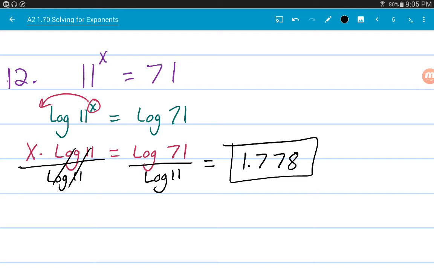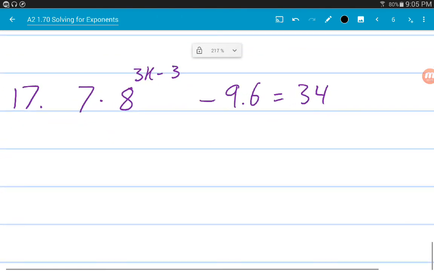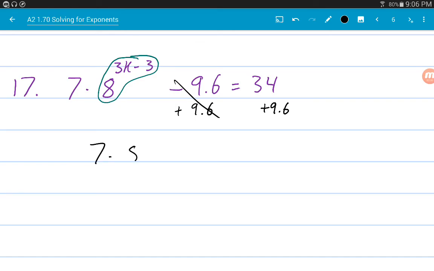It just requires that we flex our equation solving muscles, and we also need to isolate the exponential term first. Now, isolating the exponential means this. This is the only term that has the exponent on it. So let's isolate it. The way that I isolate it is by getting rid of the other stuff by using its inverse operations. In order to get rid of a minus 9.6, I'm going to add 9.6. Whatever I do to one side, I do the other. These cross out. I get 7 times 8 to the 3k minus 3 is equal to 43.6.